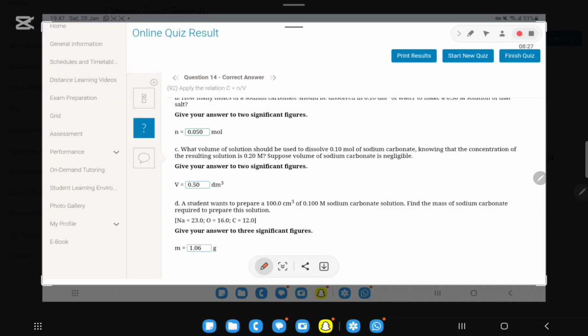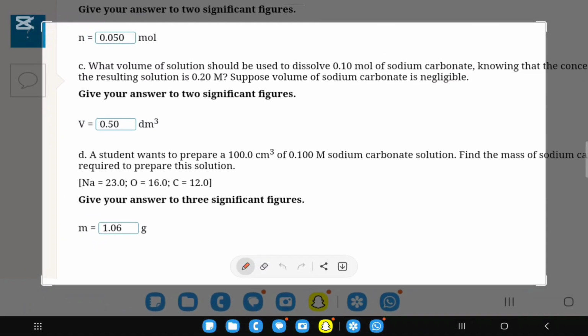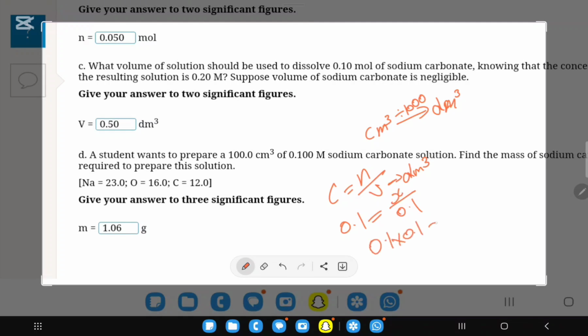Here they said a student wants to prepare 100.0 centimeter cubed of 0.100 molarity sodium carbonate solution. Find the mass of sodium carbonate required to prepare the solution. We have the equation C equals n over V. They gave us the concentration 0.1 and the volume 100 centimeter cubed. In the equation the volume is in decimeter cubed, so to convert from centimeter cubed to decimeter cubed, we divide by 1000. 100 divided by 1000 is 0.1. We want to find the moles to find the mass, so we put x. 0.1 times 0.1 equals x or n. We put it into the calculator and get n is 0.01.